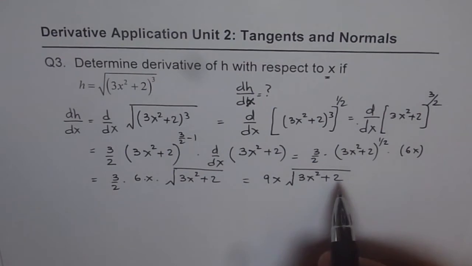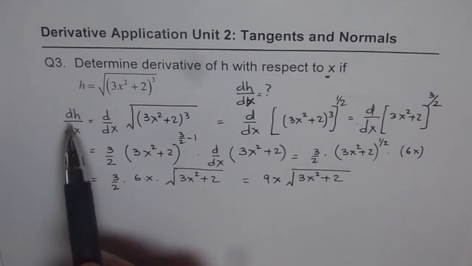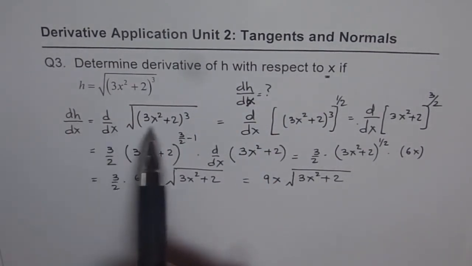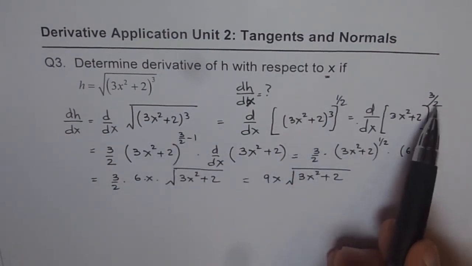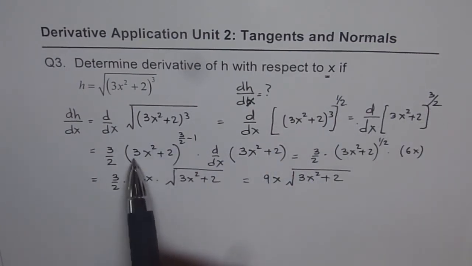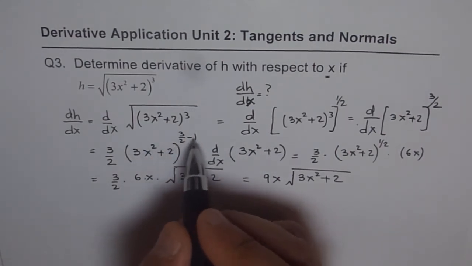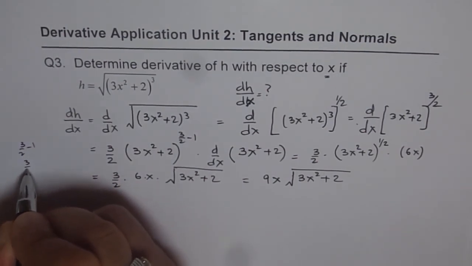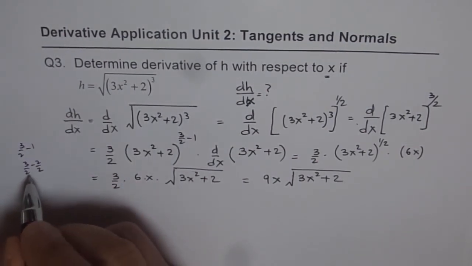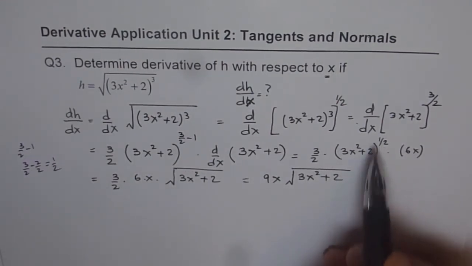Let's go through it and understand what we have done so far. So we wanted to find the derivative of h with respect to x. So that means dh/dx, find the derivative on both sides. We have written this as a power function, and then used the rule, which is 3 over 2, (3x squared plus 2), and minus 1. So it is like 3 over 2 minus 1. Some students may have difficulty here. So it is like 3 over 2 minus 2 over 2, and 3 minus 2 is 1, which is half. And that's what we get there.